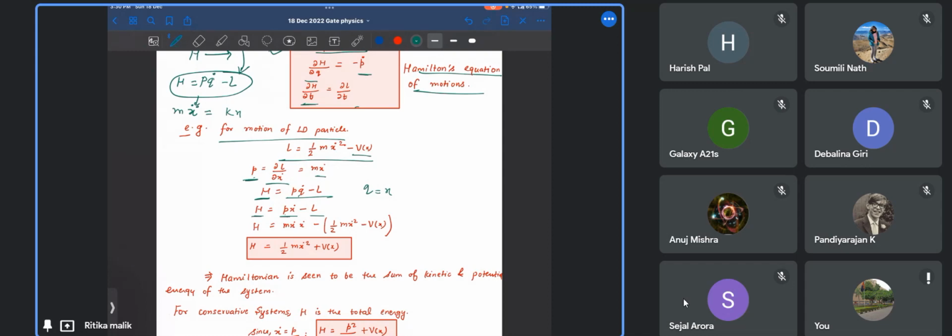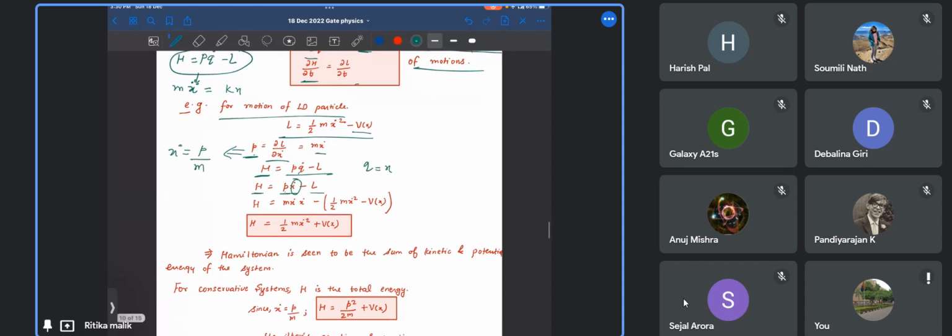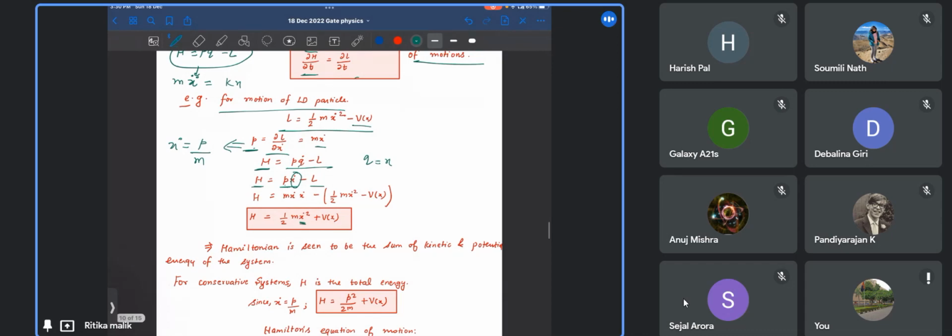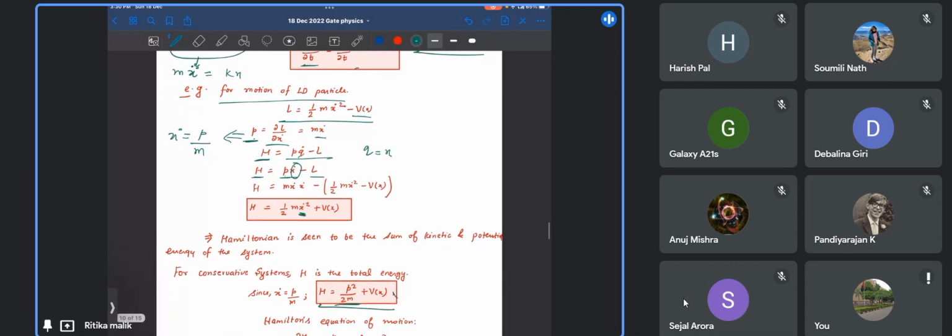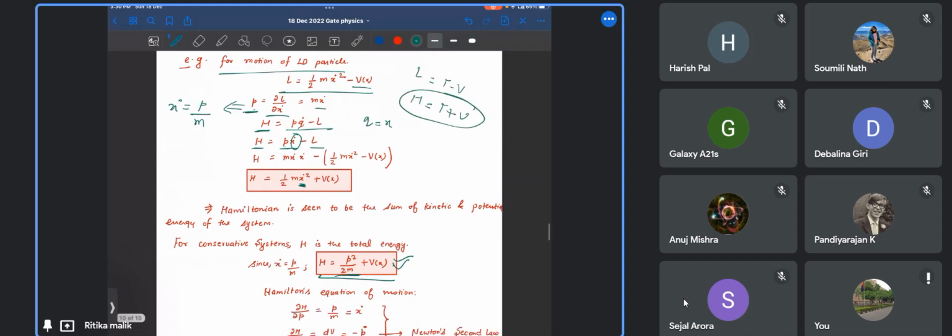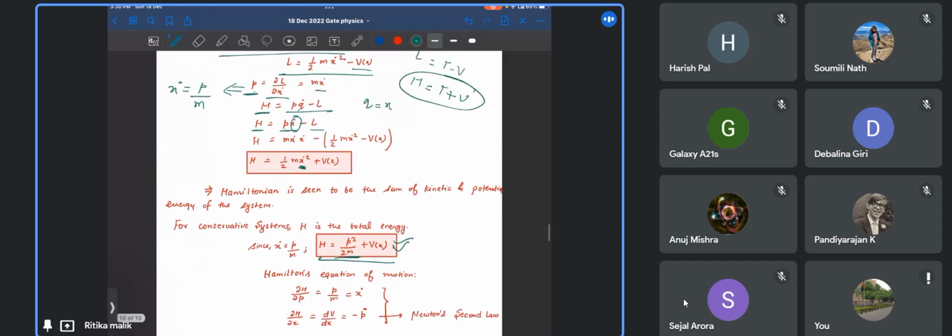And you just write here that x dot is given by P by m. So generally, replace your x dot by P by m. So this will become your Hamiltonian. And if you look, this is the total energy of your system. So your Lagrangian is T minus V, but your Hamiltonian is T plus V. And in a conservative system, it will represent the total energy of the system.